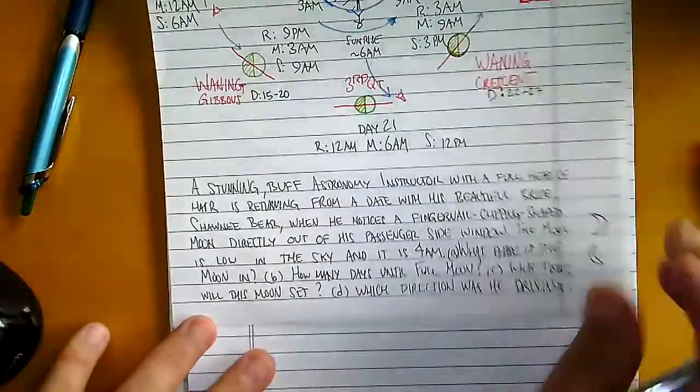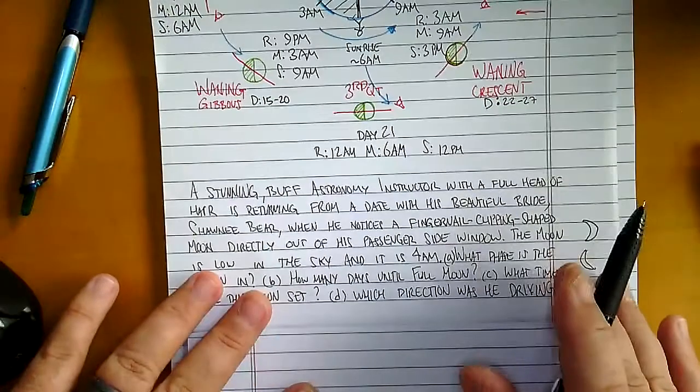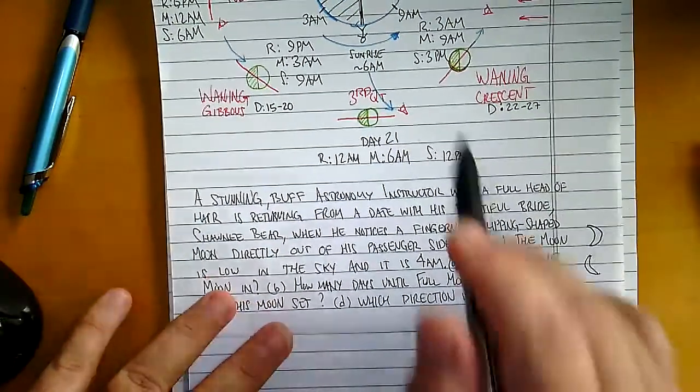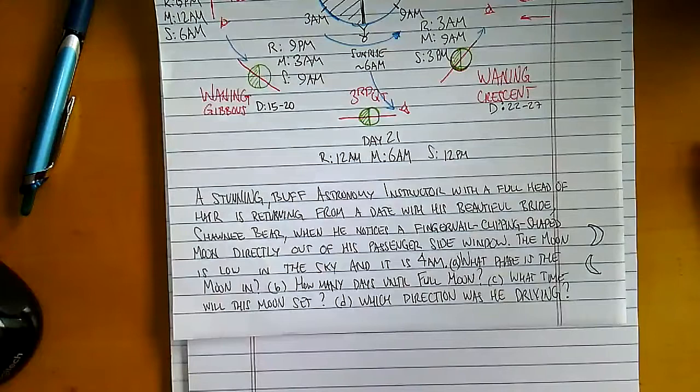When I said what time will the moon set, well, we figured out that the moon was a waning crescent and it sets at 3 p.m. So the third answer would be 3 p.m.